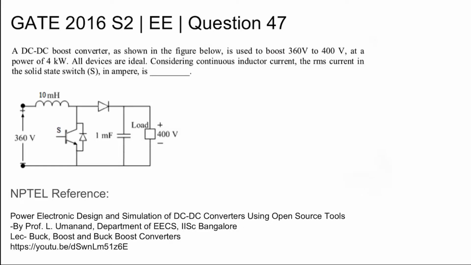This is GATE 2016 set 2 electrical question number 47. A DC-DC boost converter as shown in the figure below is used to boost 360 volt to 400 volt at a power of 4 kilowatt. All devices are ideal. Consider continuous inductor current, the RMS current of the solid state switch. This one is being asked.